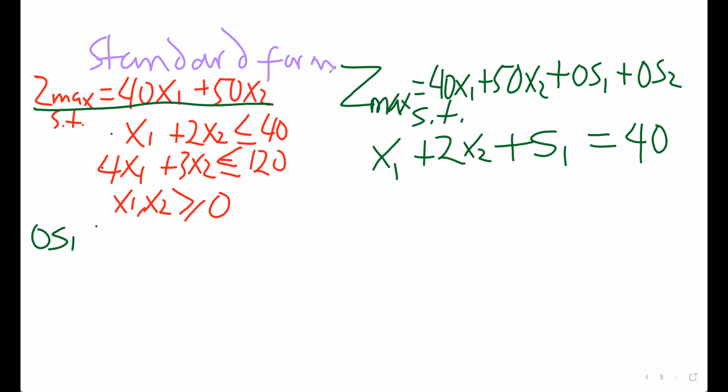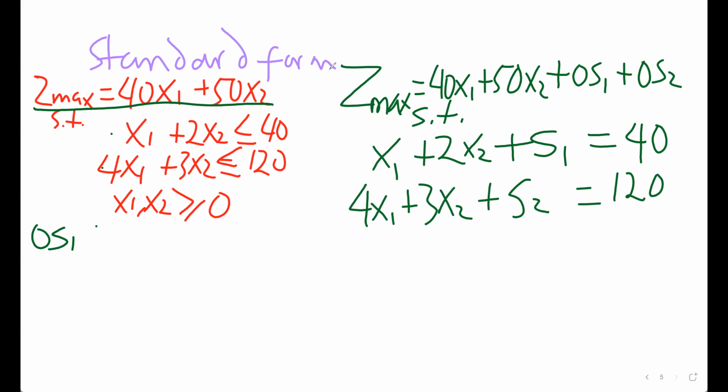Who can walk me through how to write the second constraint with the slack introduction? Florence. The second constraint will be written as 4x1 plus 3x2 plus S2, which is the second slack, equals 120. Excellent. That is it. Beautiful. So you got 2 marks for that.